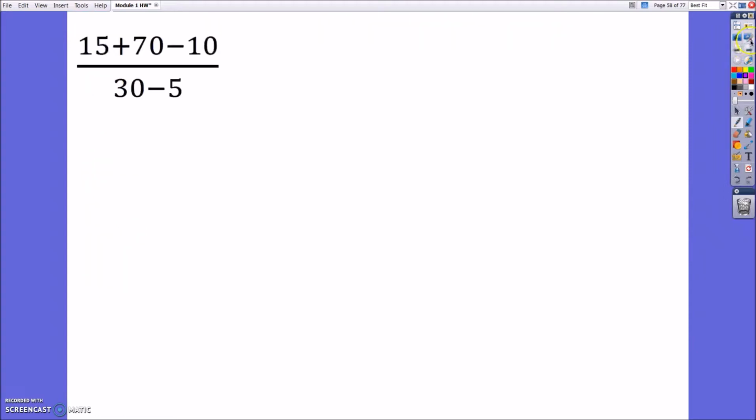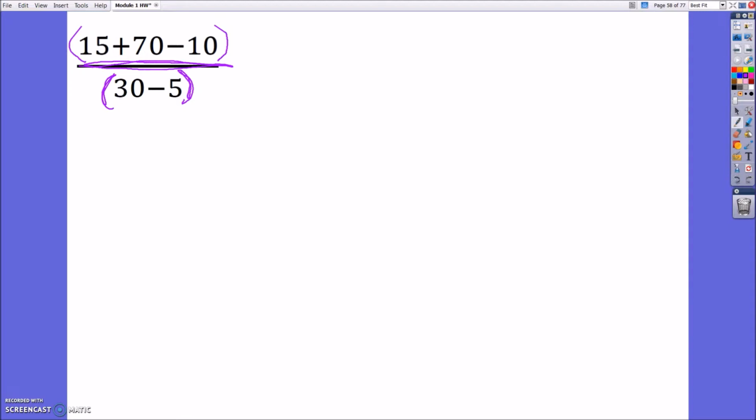So let's go ahead and look at this. This is saying 15 plus 70 minus 10 divided by 30 minus 5. Now, because of this problem, the whole thing is being divided by. It's kind of like a big giant grouping symbol. So we're going to take care of that first. And then we are also going to do 30 minus 5 first, or excuse me, second.